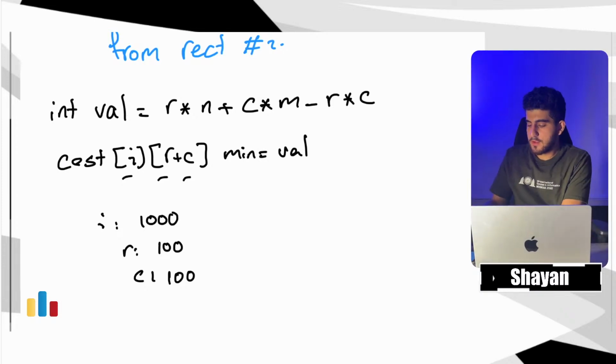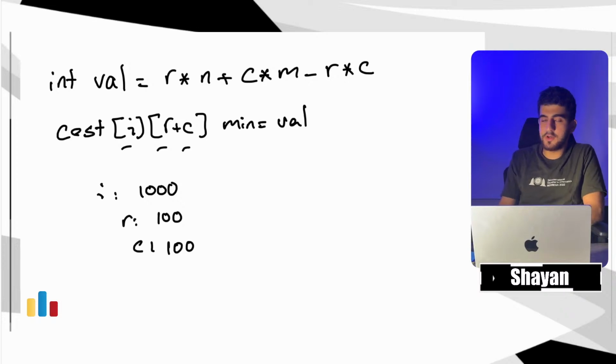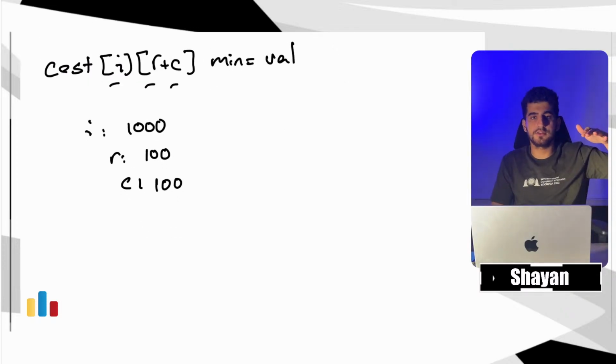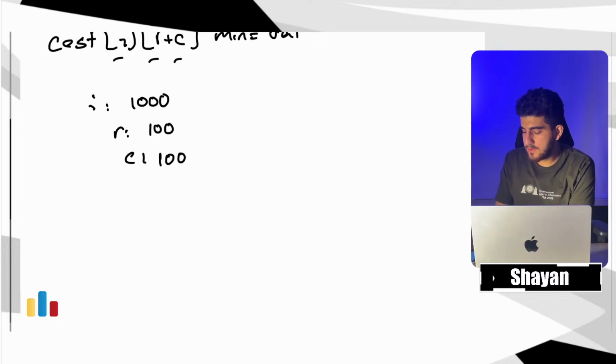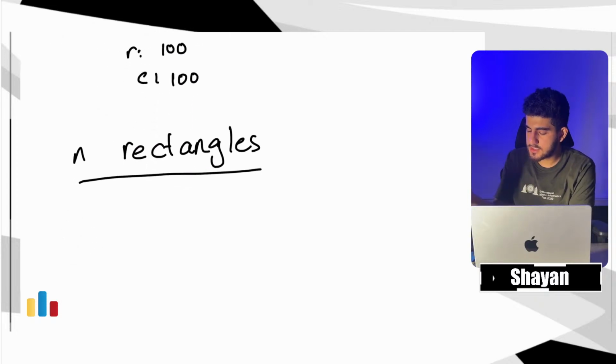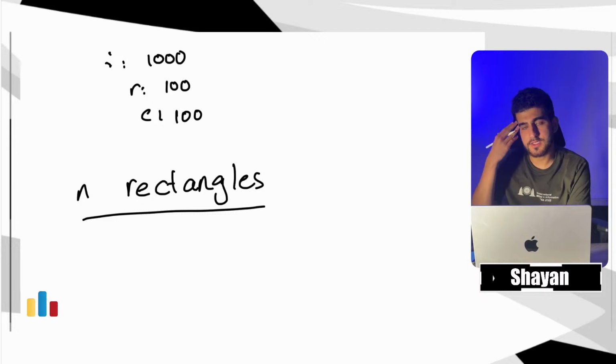So anyway, this is how we can find out the costs for individual rectangles. And now I want to combine these rectangles. So I know that I have n rectangles, and I can choose from any one of them. I can make a row or a column in any of them. And I know that the number of rectangles themselves is up to 1,000.